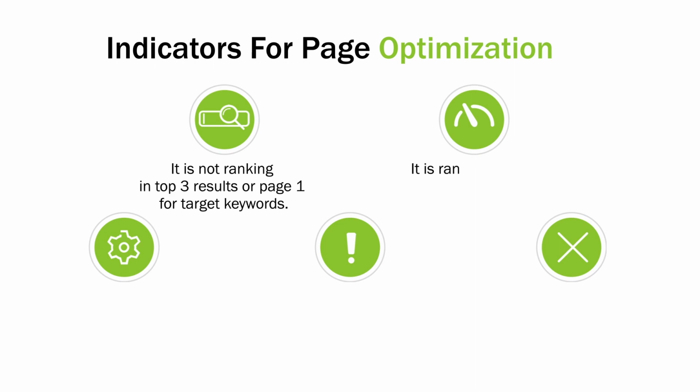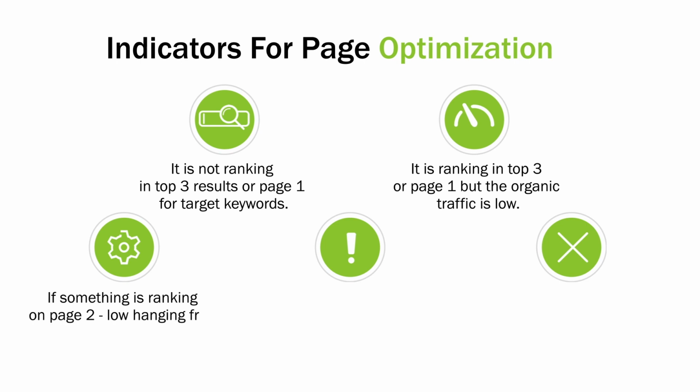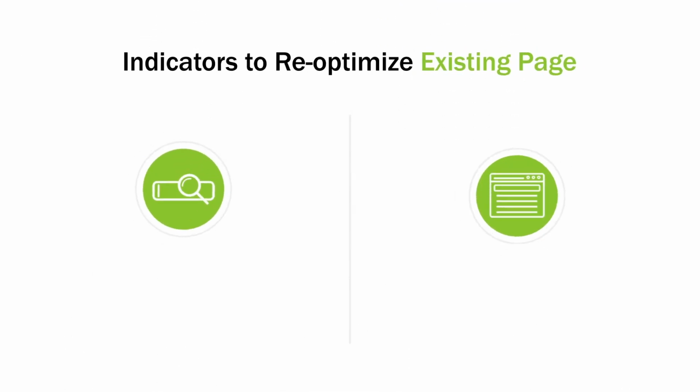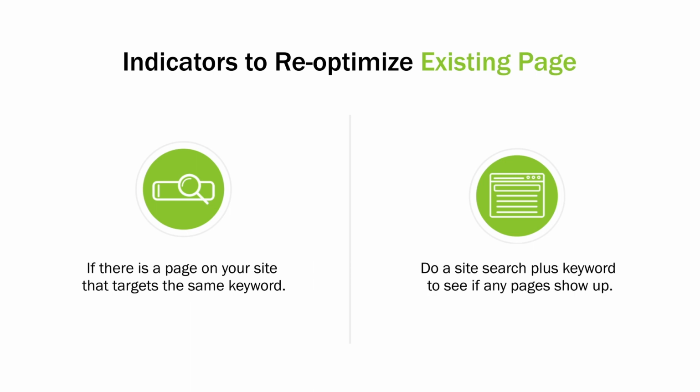Is it ranking in the top 3 but not on page 1? If something is ranking on page 2, that is a good opportunity to optimize as it's low-hanging fruit to get you onto page 1. Is it ranking well and receiving organic traffic? Is it not generating a universal result? Indicators you can optimize an existing page are: is there a page on my site that targets the same keyword? Do a site search for the keyword to see if any pages show up.